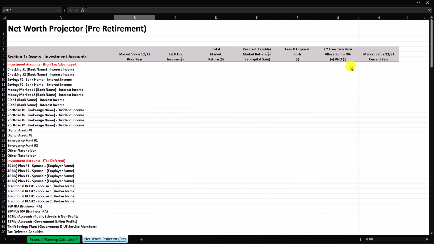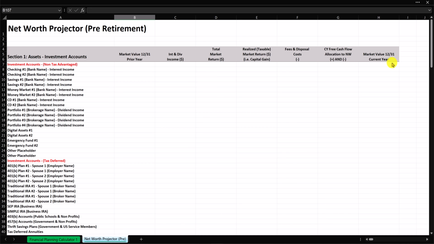Where does the rest of the money go? It has to go somewhere. It can't go nowhere. It's going to have to go somewhere into one of these various accounts or assets or against liabilities. Anywhere in this column it could go, but it has to go somewhere. So that's what this column right here is going to represent.